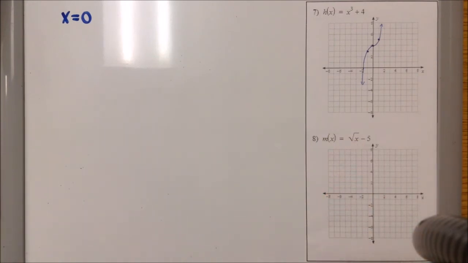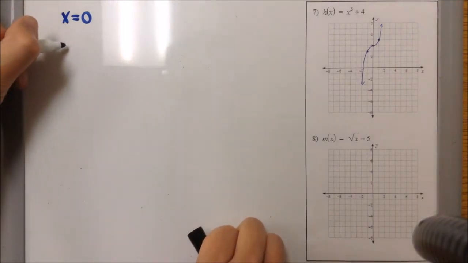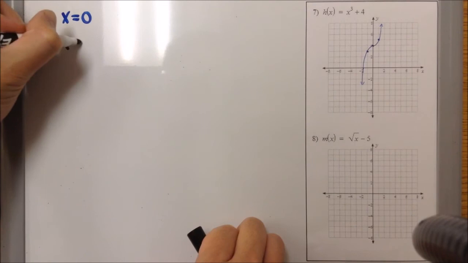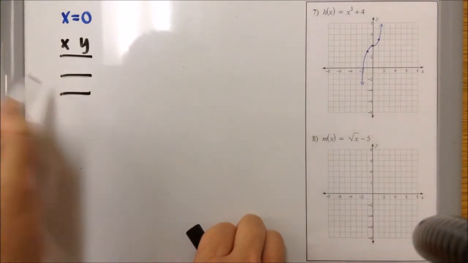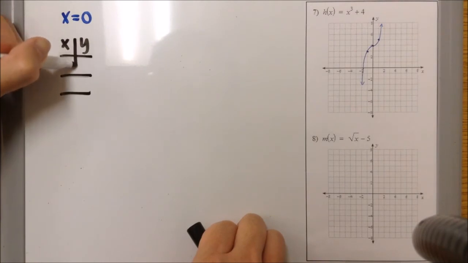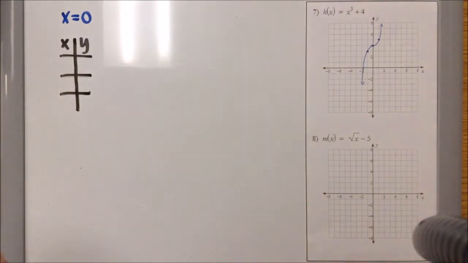Now, same thing as before, an xy table. So, x, y. 1, 2, 3. With the x-coordinate of the vertex in the middle. So I'm going to put 0 here.